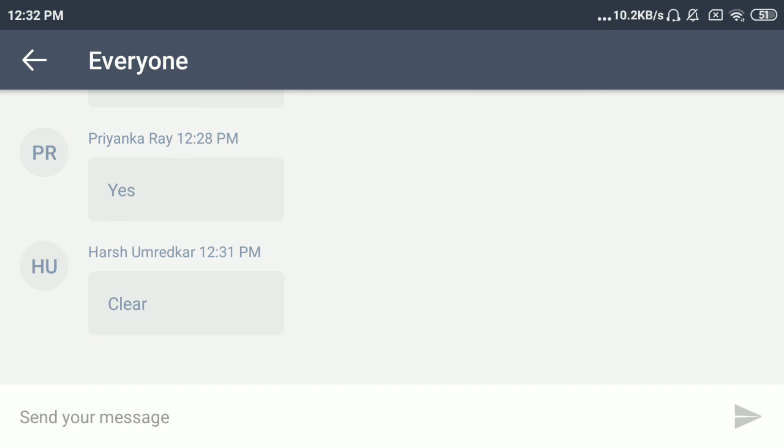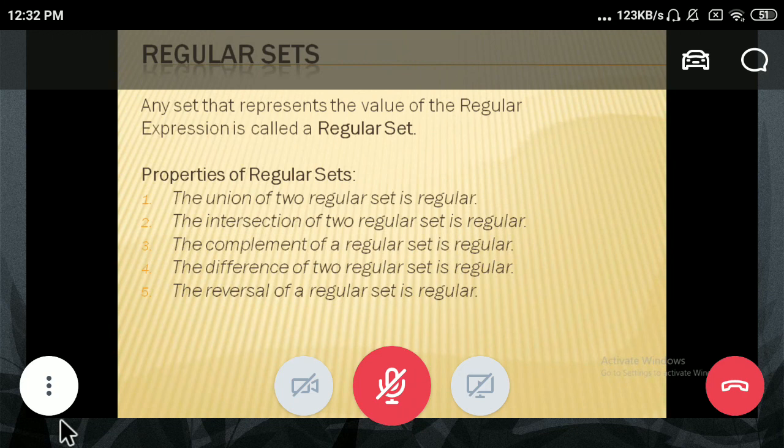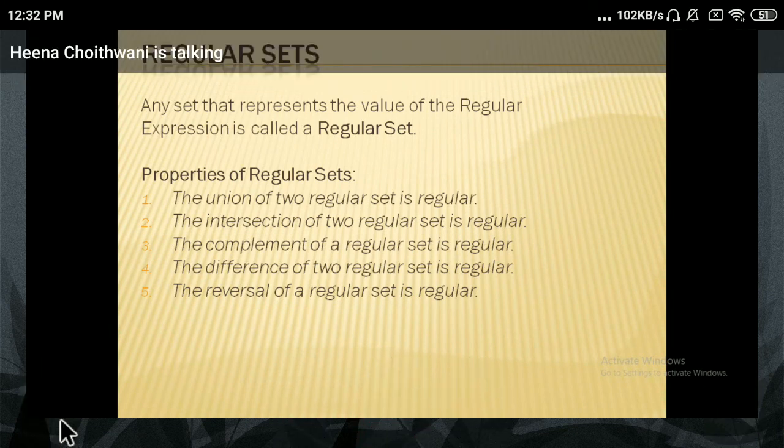So we have properties of regular sets. My first property says the union of two sets will be regular. The intersection of two sets will be regular. Then we have the complement of a regular set is regular. The difference of regular sets is regular. The reversal of a regular set is regular. Now, before proving them, are you clear with the definitions of union, intersection, complement, difference, and reversal?